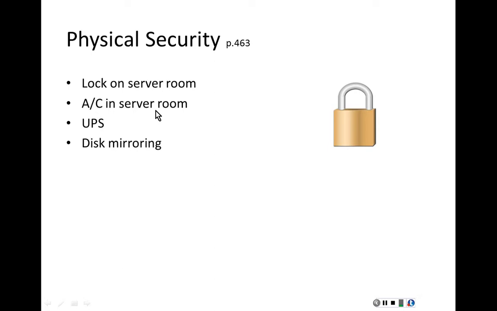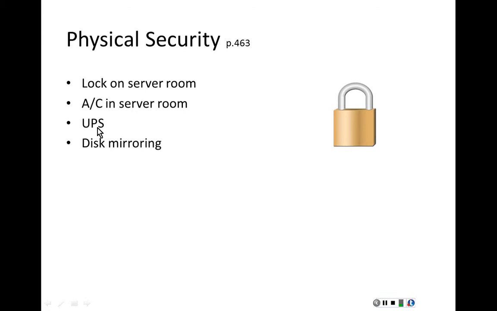How about air conditioning in the server room? How is that physical security? If the air conditioning goes out in the server room, then those servers are going to overheat and they're going to crash. And our job is to protect those servers from all kinds of threats, including the air conditioning going out. So it's our job to make sure that we have air conditioning in the server room. In fact, here at CCBC, we got great big electric fans that we can plug into a generator just in case the whole building air conditioning goes out.